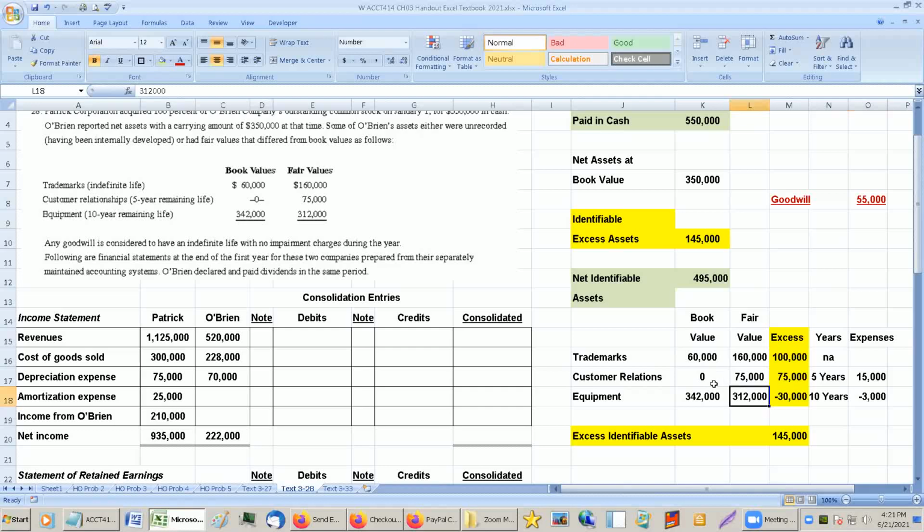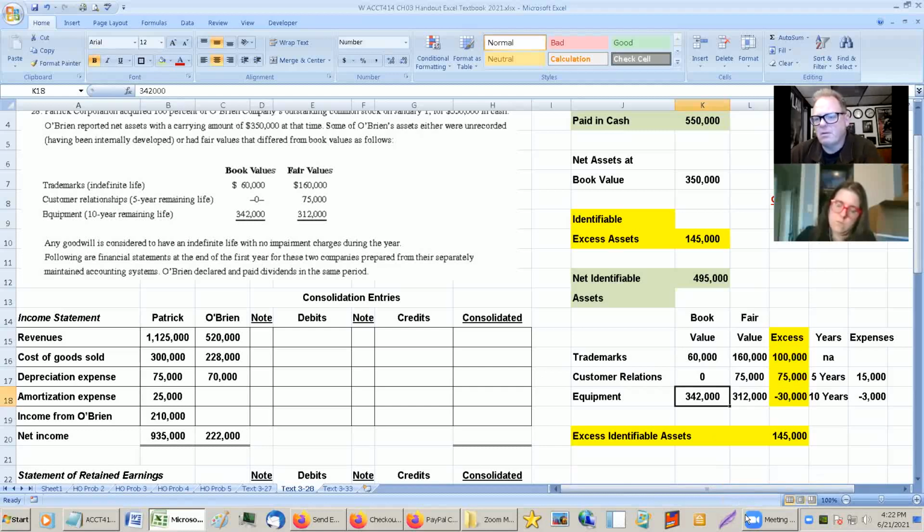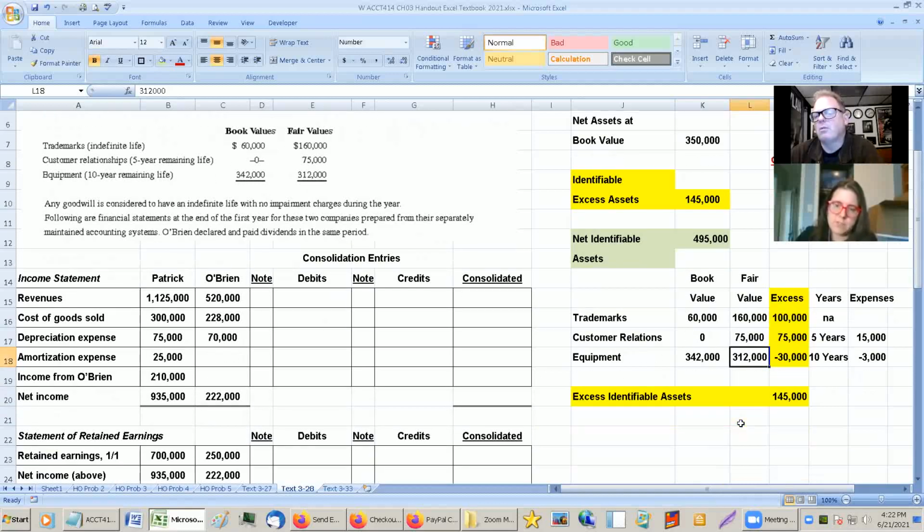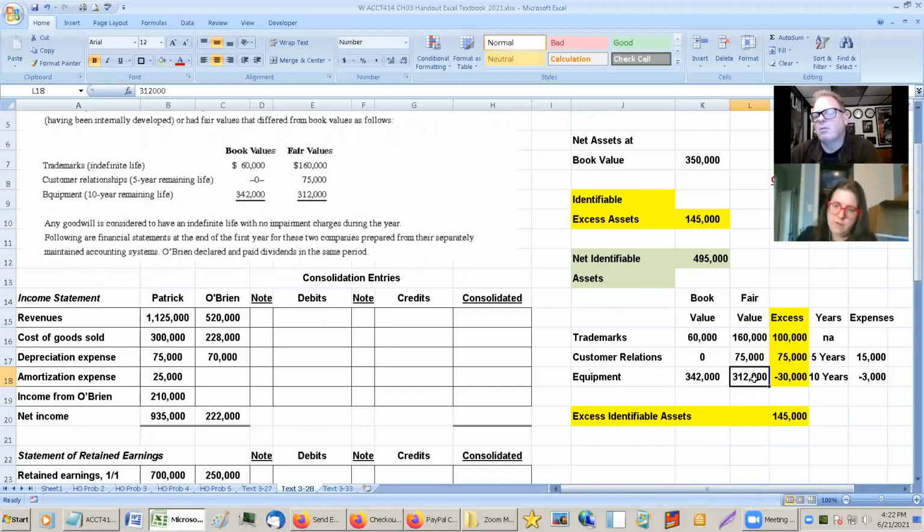They're depreciating at 342, which is fine. If they're depreciating that straight line, it very easily could be more on the books than the fair value. Nothing wrong with that. Depreciation is an allocation. So we would be depreciating 30,000 or 31,200 every year.